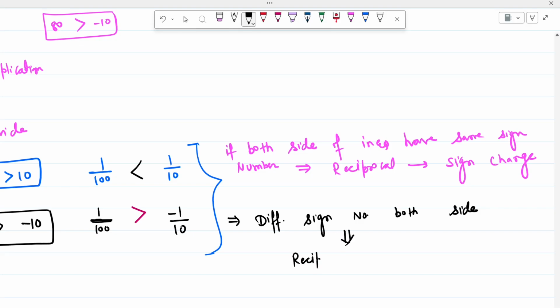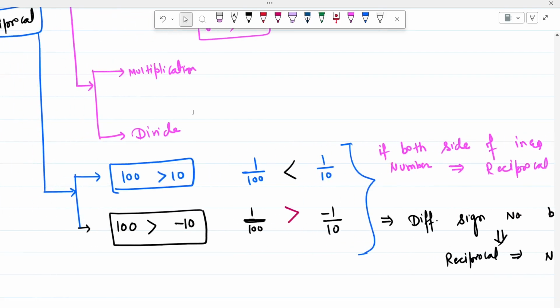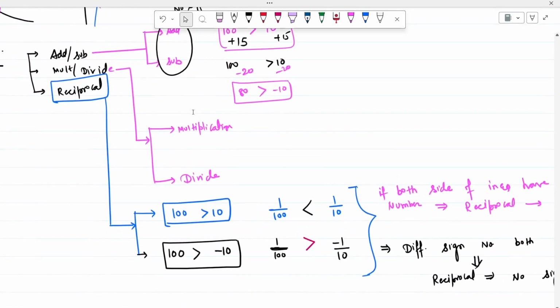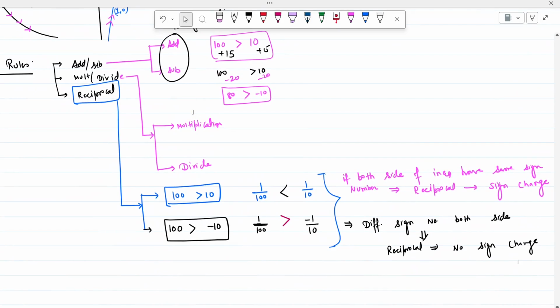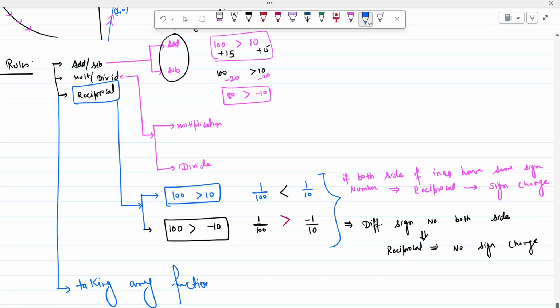No sign change. Correct. These are the simple things. Okay, now let us see the fourth case. Suppose you are taking any function on both sides. Let me explain this first.